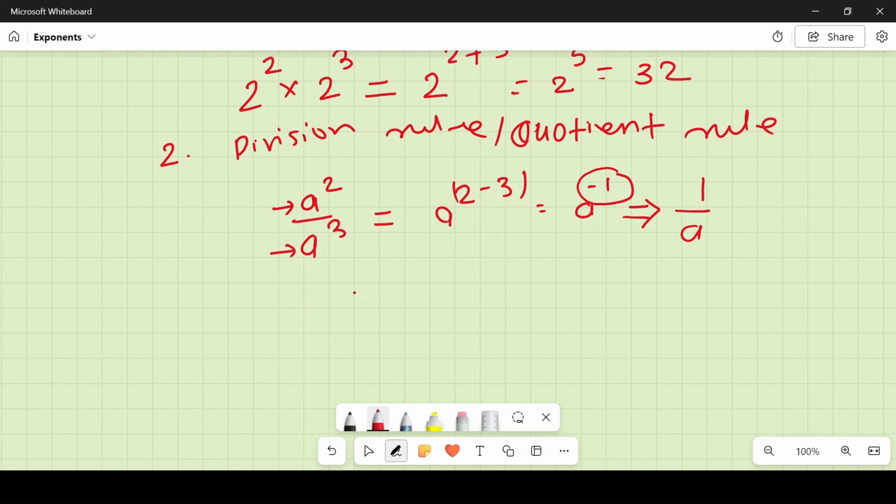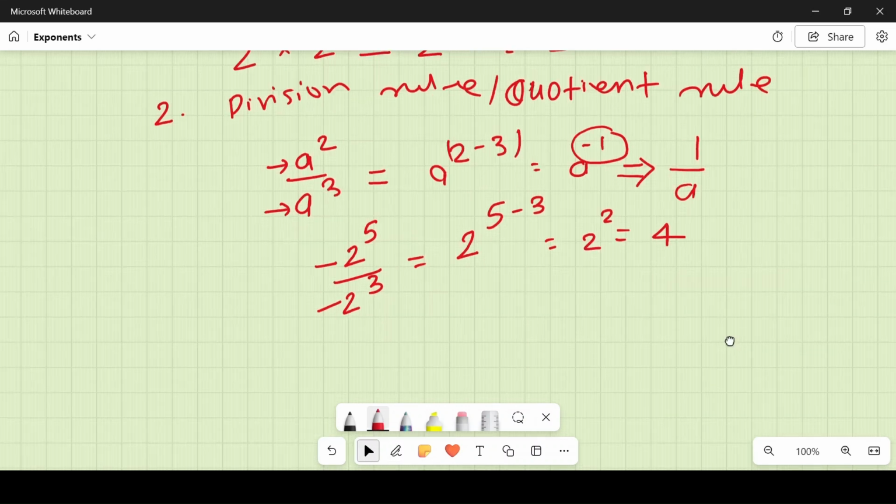Suppose I have 2 raised to 5 divided by 2 raised to 3. Then according to the division rule, the base is the same. Then we can subtract the exponents. So it would be 2 raised to 5 minus 3. It would be 2 to the power of 2, that is 4.